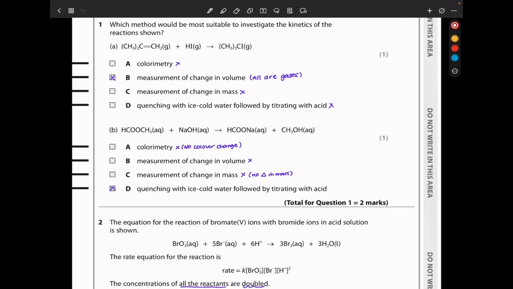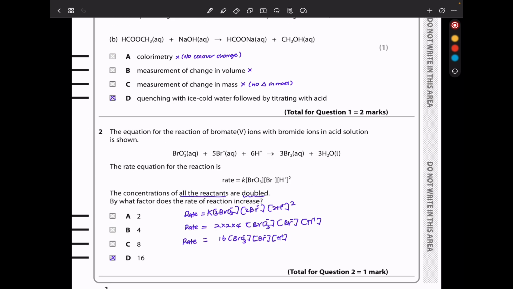In part B, we have this equation here. It does not involve any color change, so colorimetry cannot work. There is no change in volume, so that will not work because there are no gases produced. Since gases are not coming off, there is no change in mass. But because we have an alkali, we can titrate with an acid, so the answer should be D.